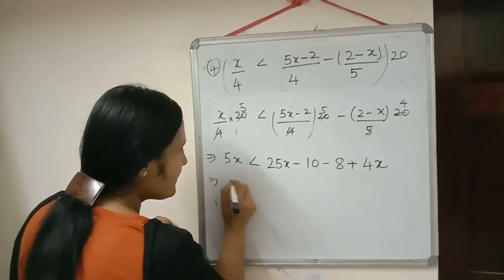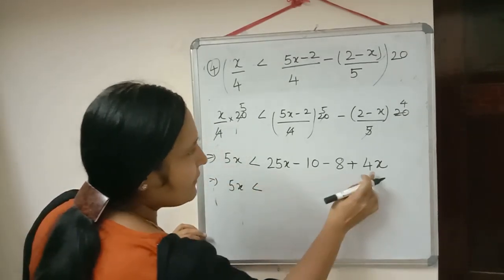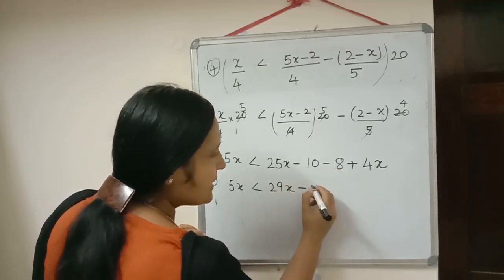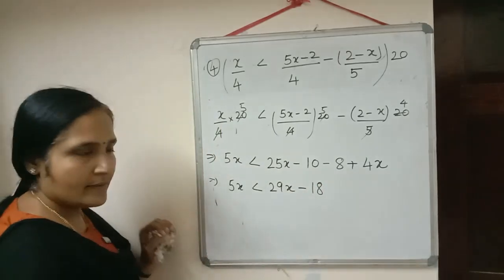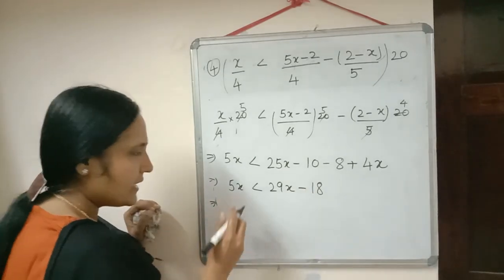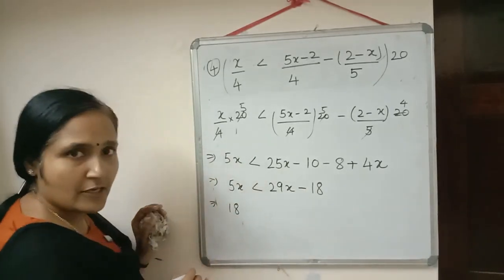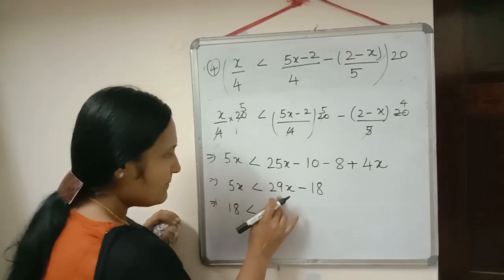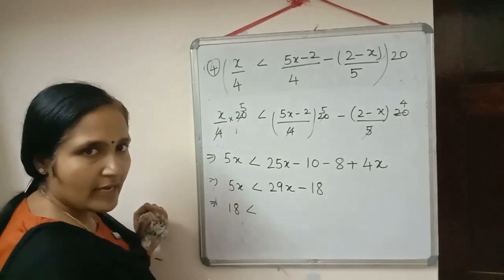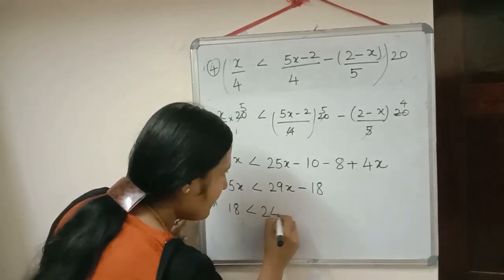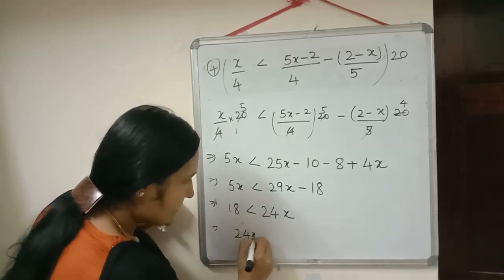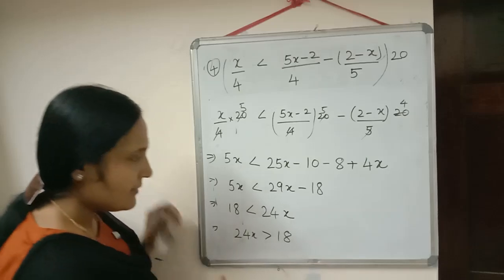Now we'll write here 5x less than 25 plus 4 will be equal to 29x minus 10 minus 8, which is equal to minus 18. Now it is easy to shift this 5x to the right hand side, and minus 18 we will shift to the left hand side. Then it will be 18 less than 29x minus 5x. So 29x minus 5x will be equal to 24x, or you can write it this way, 24x is greater than 18, correct?